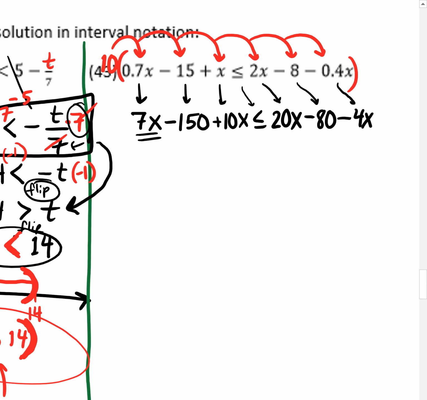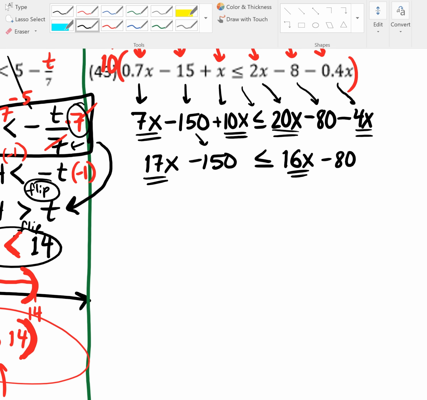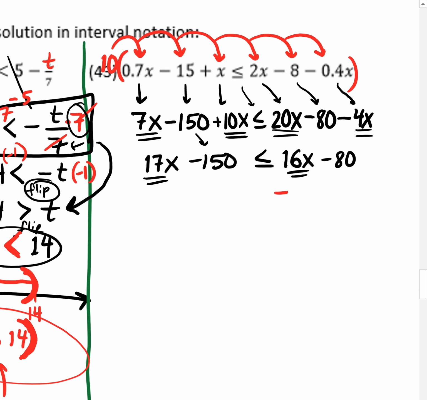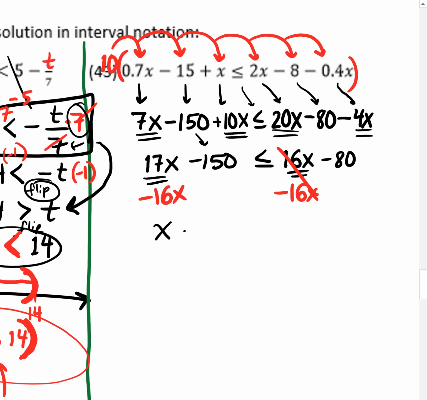But now my like terms are 7x and 10x. That's 17x altogether, minus the 150 that was hanging out there. And the other side of the inequality, I have 20x and negative 4x. Sorry, 20x minus 4x makes 16x. And then minus the 80. Whew. Alright, I'm going to move the smaller x to the side with the larger x. I think 16x is smaller than 17x, right? So I'll subtract the 16x over to the left. Then there's just the x left, or 1x, but 1x is the same as x, minus 150. I subtracted, I didn't multiply or divide by a negative, so I'm not going to flip the inequality.